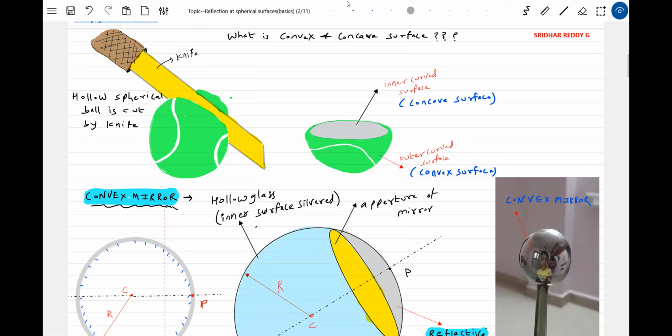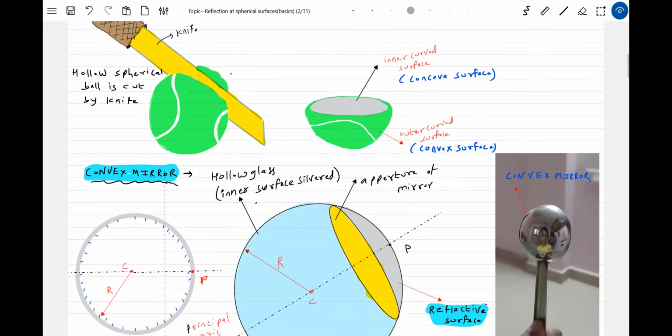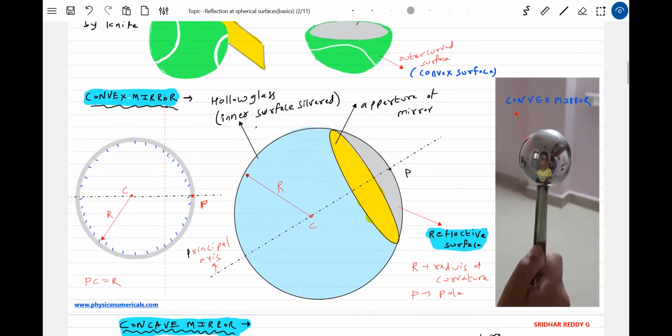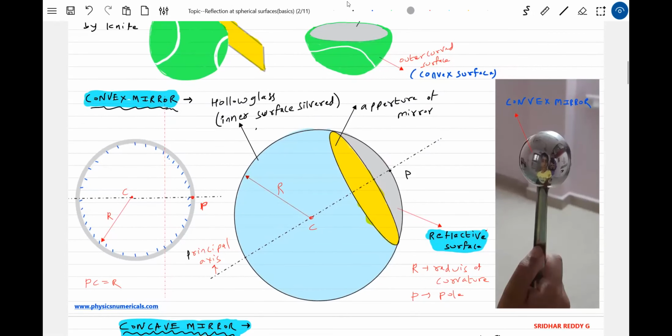Then we'll discuss the convex mirror first. What do you mean by a convex mirror? How to get a convex mirror? For that, what I do is I will take a hollow spherical glass, like a thin glass shell.